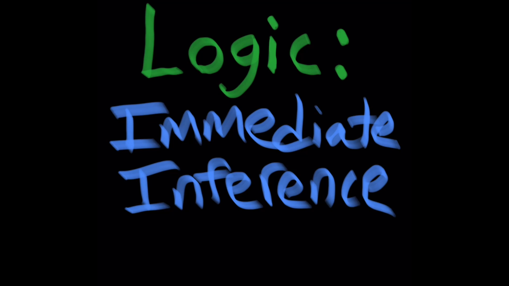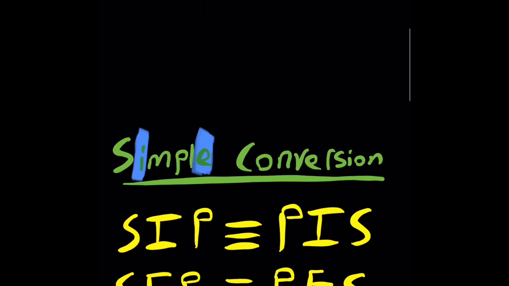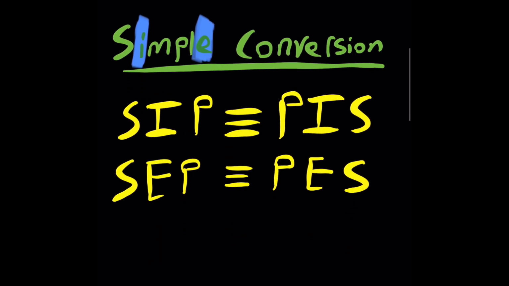I'm the amateur logician. Let's think about immediate inference. And one type of immediate inference just deals with logical equivalencies. And this is an important topic to master in traditional logic.